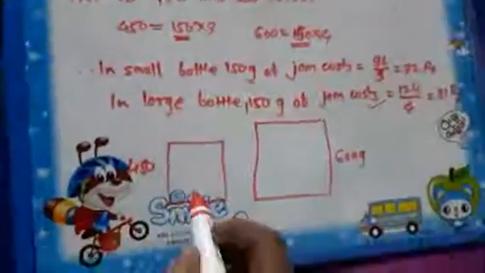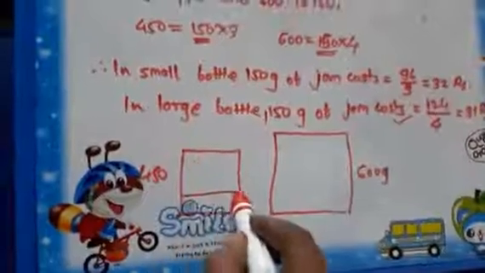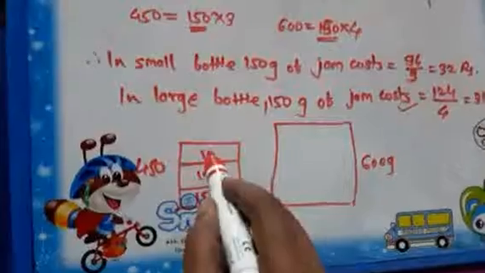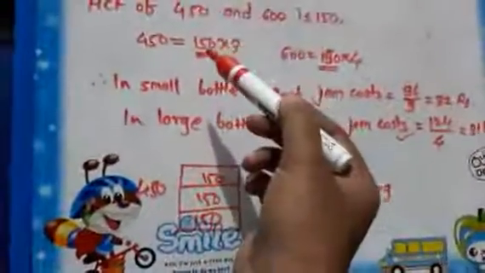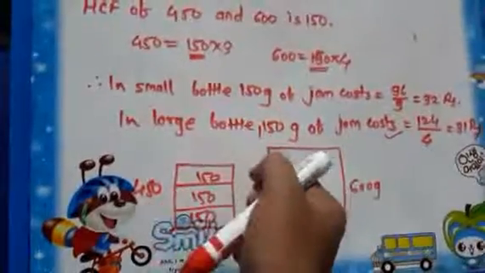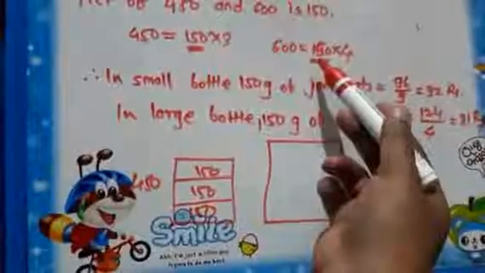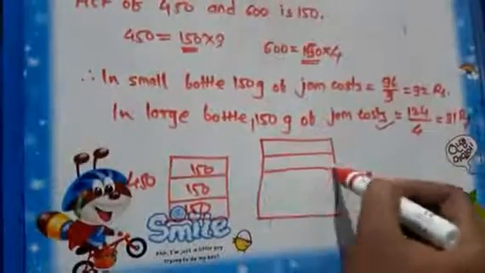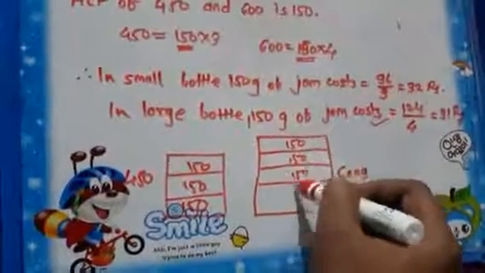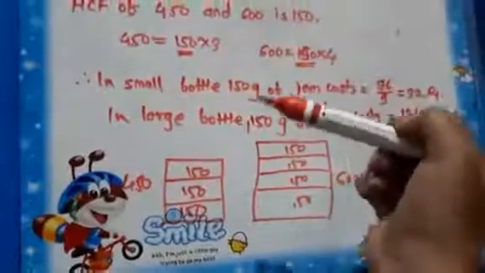You can check here. Suppose this is the bottle of 450 gram. Here if we make 3 equal parts, then each part will be of 150 gram. So here you can see 150 into 3. These 3 parts of 150 make 450 gram. In this way, if we divide the 600 gram bottle into 4 equal parts, it will be 150, 150, 150 and 150. So 150 into 4 will be 600.